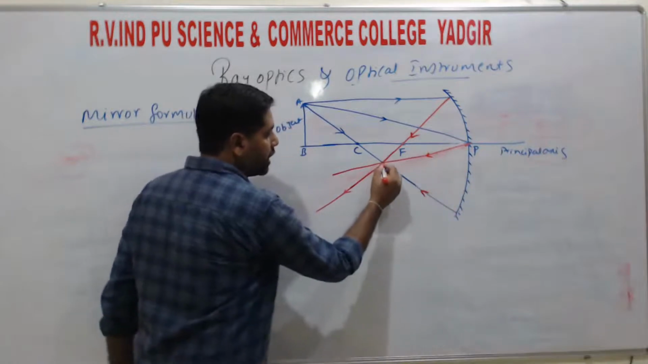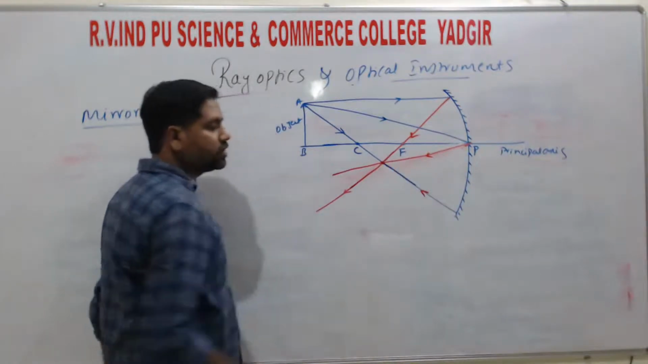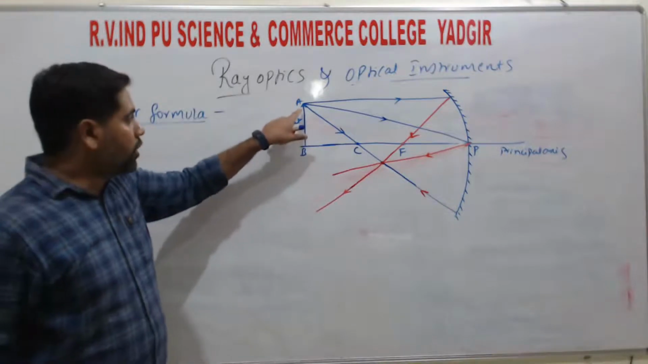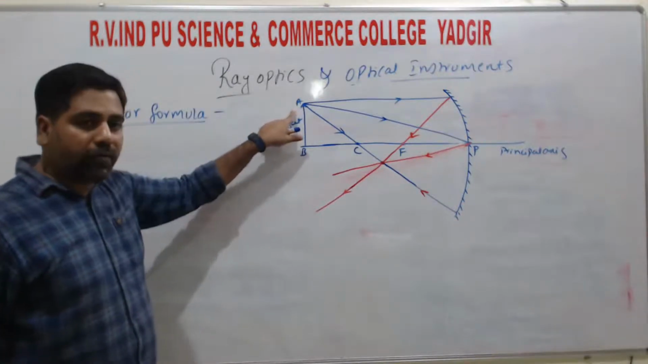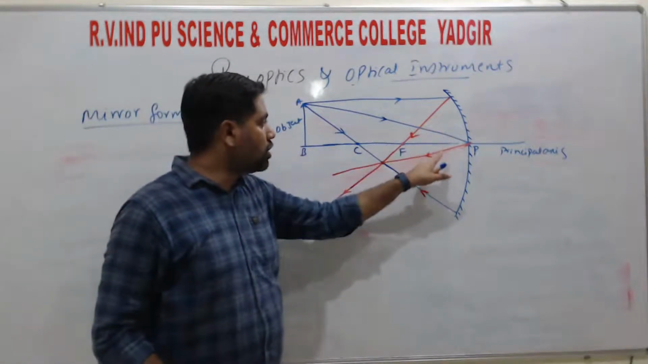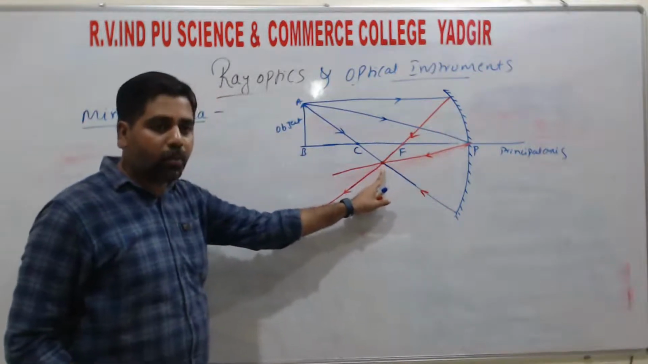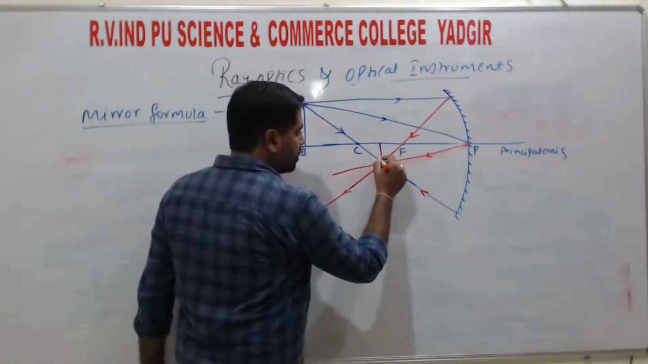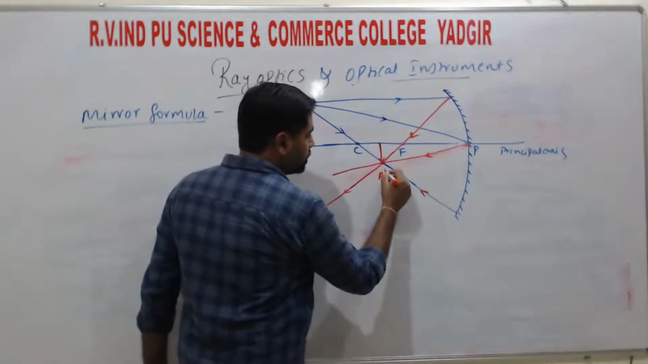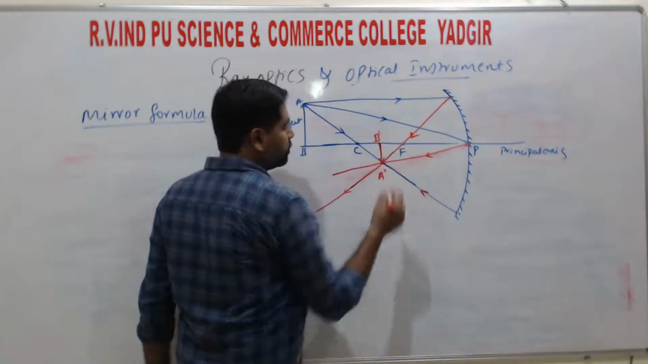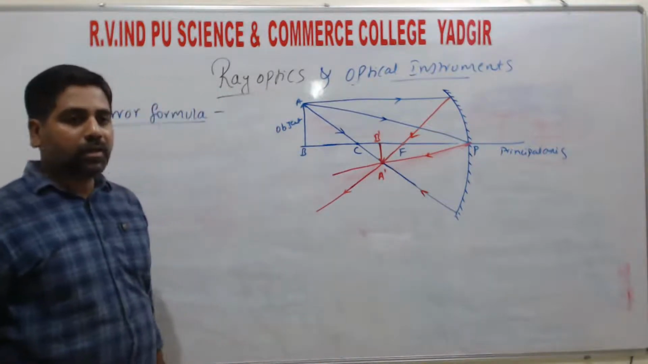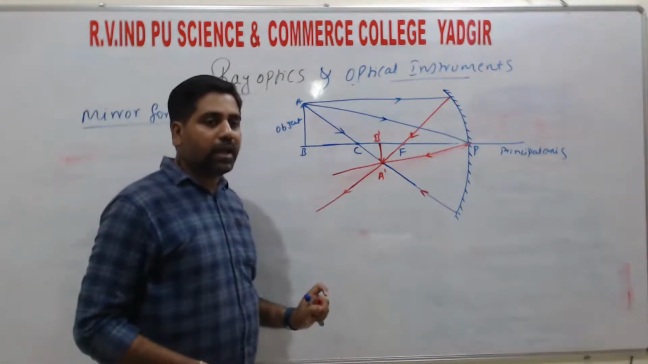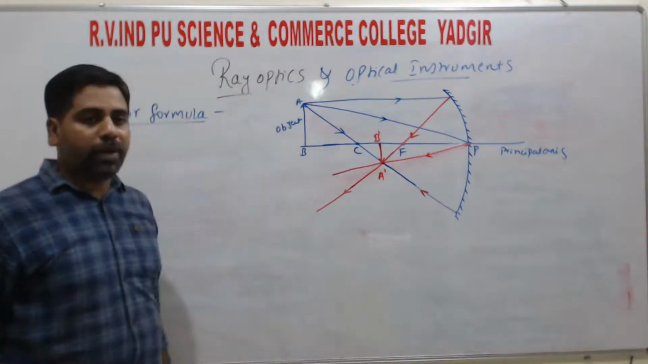These three reflected rays meet at a point, so this point gives the image of the object, right? The rays emanating from A, after reflection, all meet at one point, and this point gives the image. This one we call A dash, and here we call this B dash. So AB is the object and A dash B dash is the image of the object AB, right?